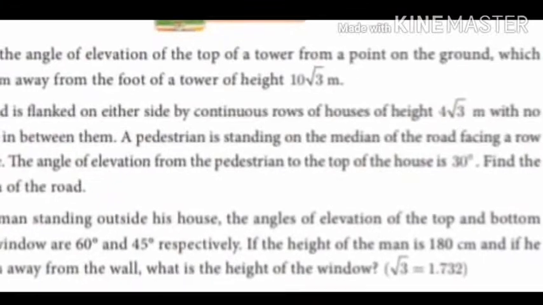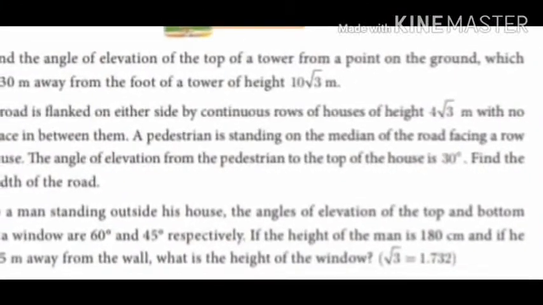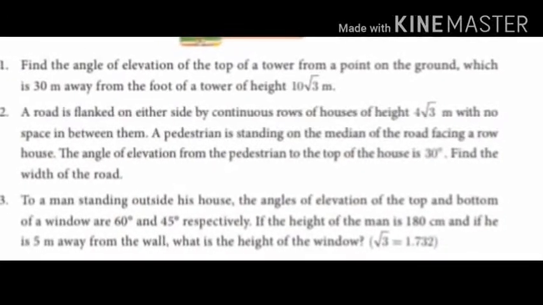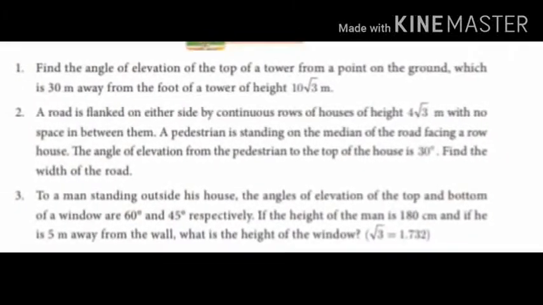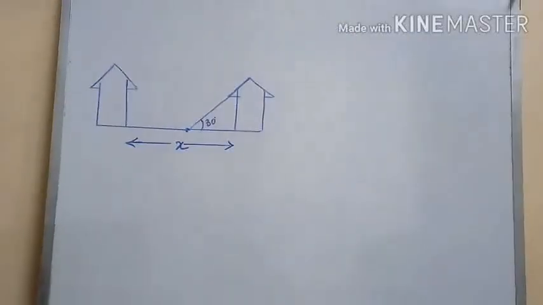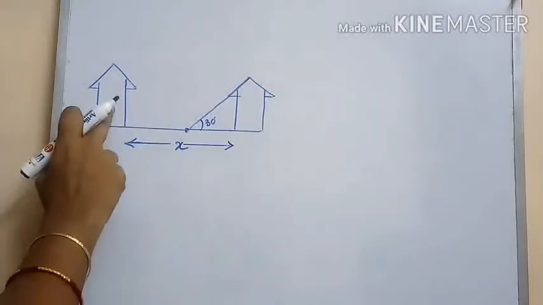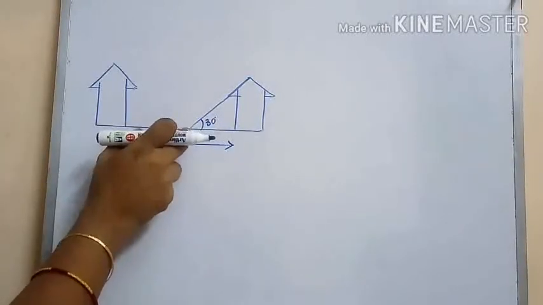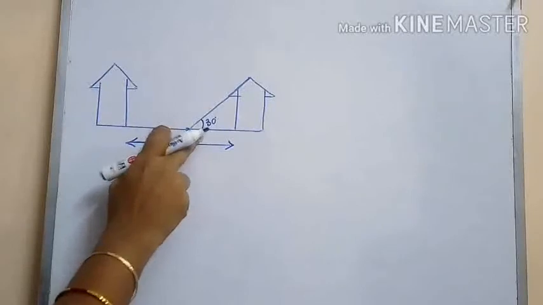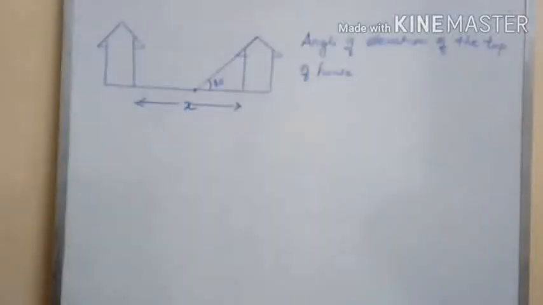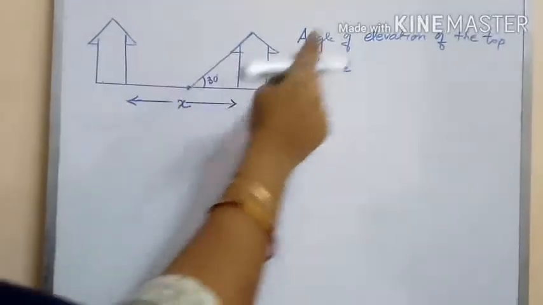The second problem we have is: a road is flanked on either side by continuous rows of houses of height 4√3 meters with no space in between them. A pedestrian is standing on the median of the road facing a row house. The angle of elevation from the pedestrian to the top of the house is 30 degree. Find the width of the road. Now let us assume that the width of the road is x.